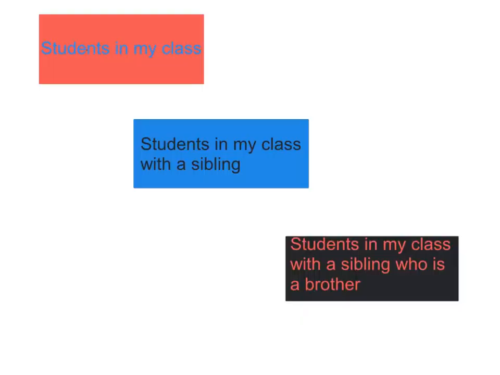Before we get started back with our triangles, I wanted to explain a little bit about this idea of hierarchies. Hierarchies are basically going to be different categories. And in this first category, all the way at the top in the red box, I have students in my class. So I could simply list every student in my class if I wanted to.